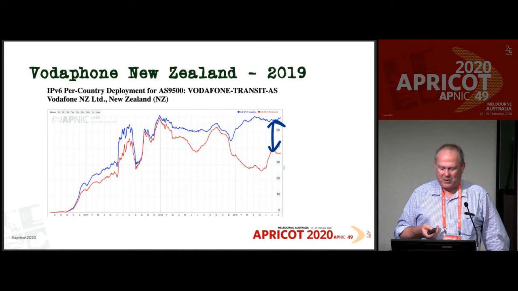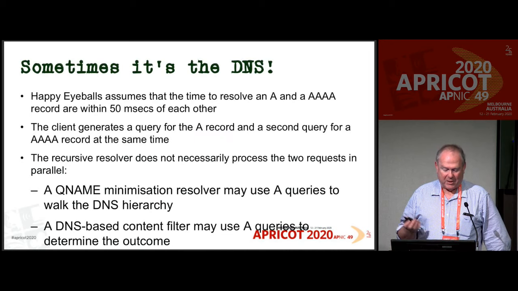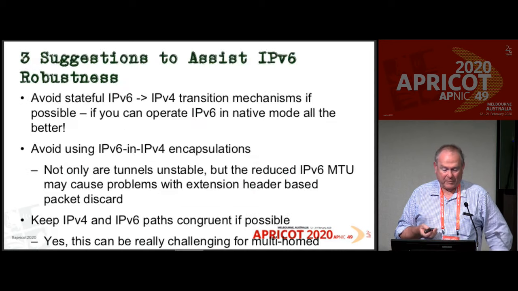Same with Vodafone in New Zealand. They used the system where the DNS gave V4 answers much faster than V6. Really got to be careful about both the DNS and routing. So as I said there, sometimes it's the DNS.